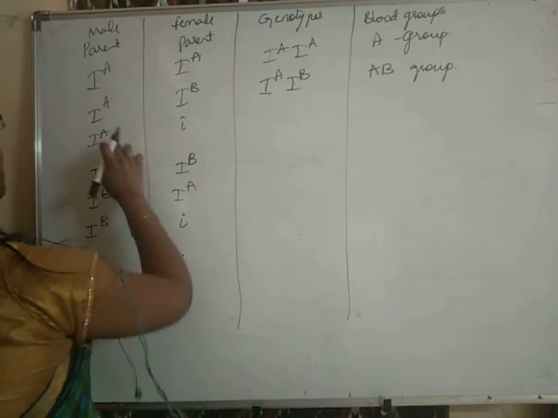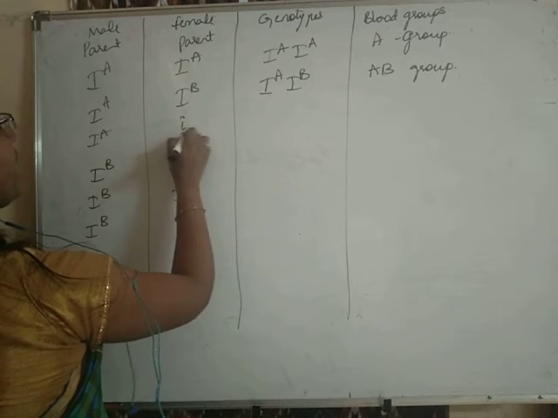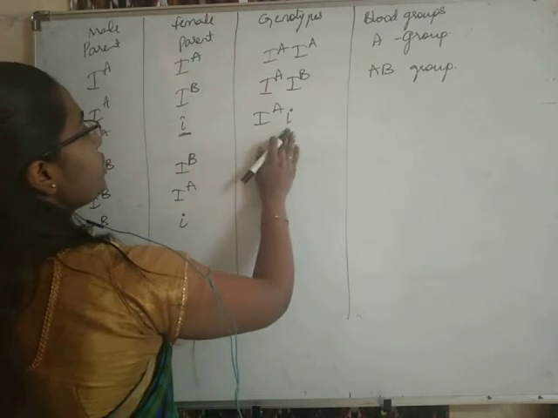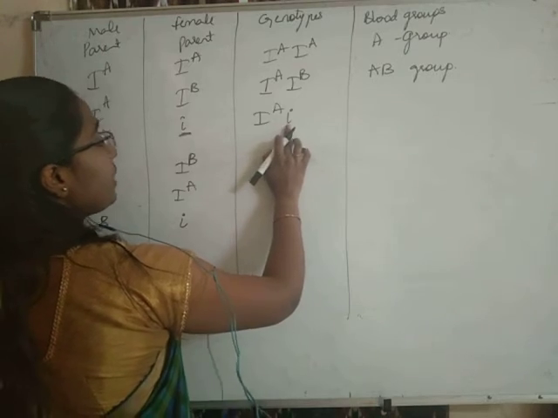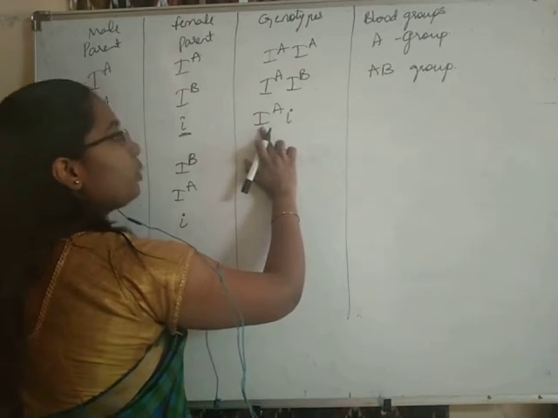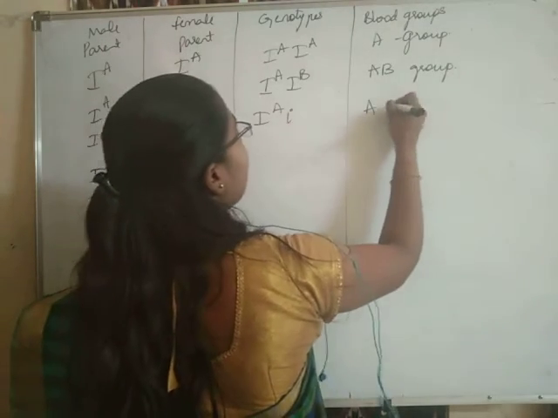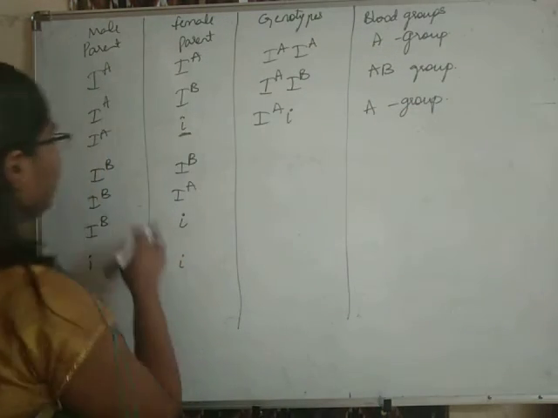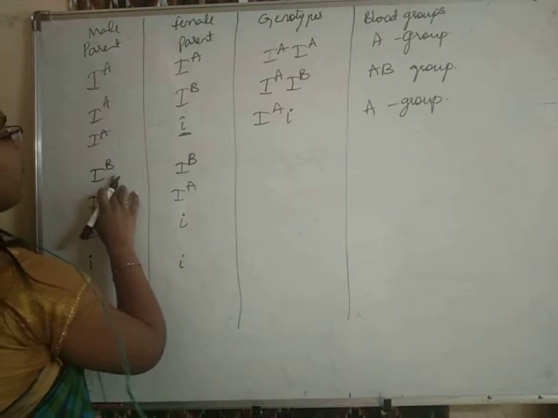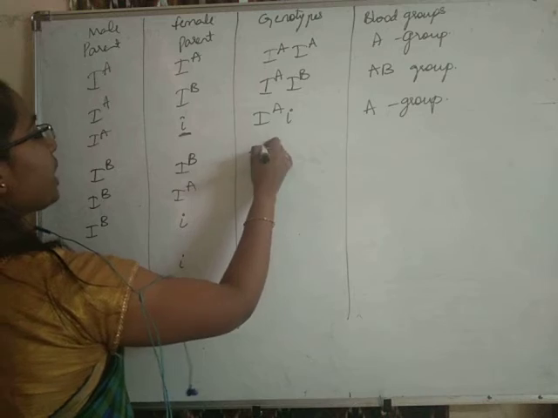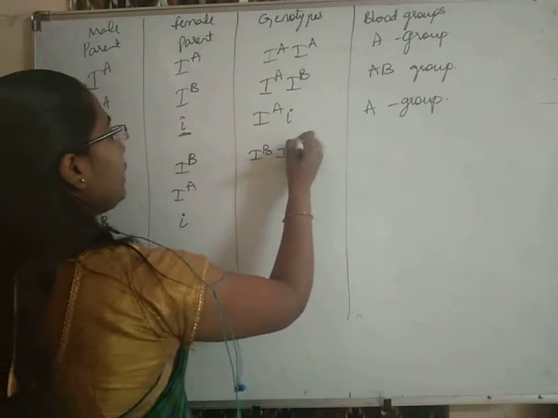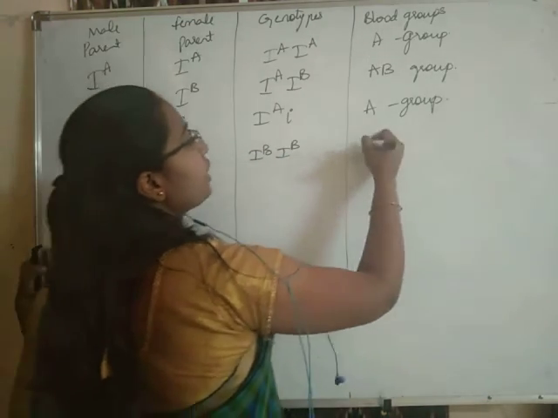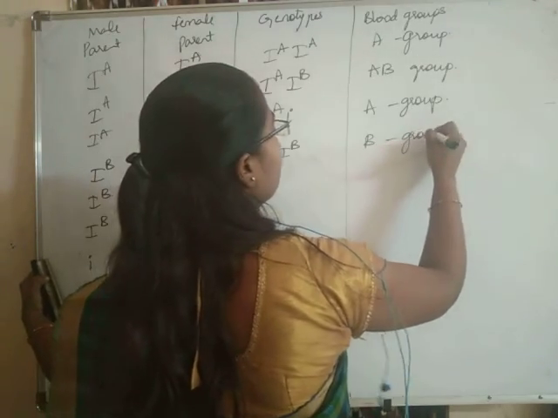IA small i, because small i is recessive, IA small i will be the genotype. This IA character will be the only one expressed and the blood group will be A blood group. Coming to the B parent, IB IB, the genotype will be IB IB. Because both are same, they are going to give B blood group.